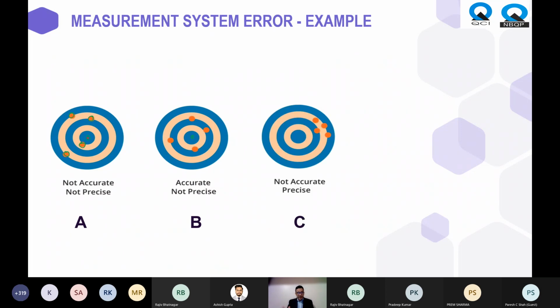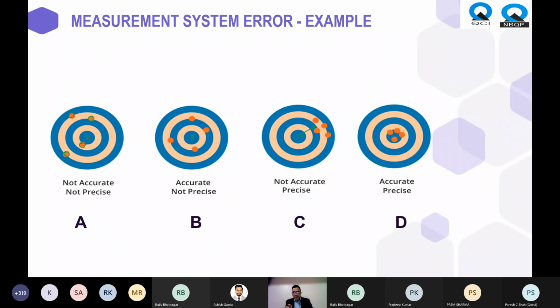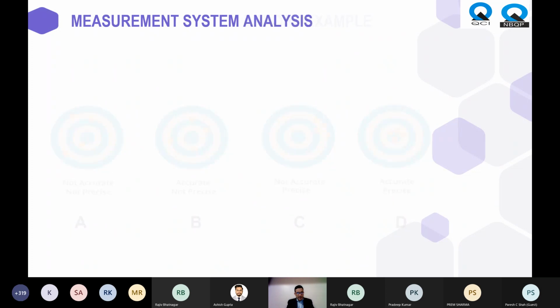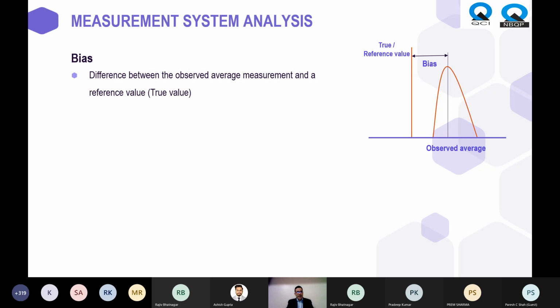Third, figure C is saying my average is far from the center, which we can see. It's not at the center, but the operator has captured data in a close vicinity. So we are saying it's precise but not accurate. And fourth, we can see all the data is close to the center, just on the center, and the data which the operator has captured are close to each other. So the fourth, D, is both accurate and precise. Hope each one of you is able to make the difference between accurate and precise. Very important in MSA.